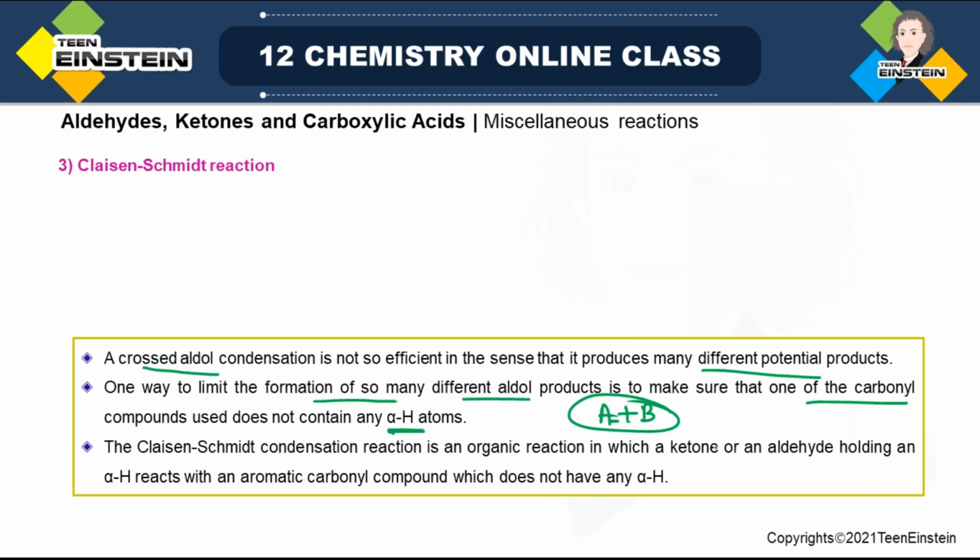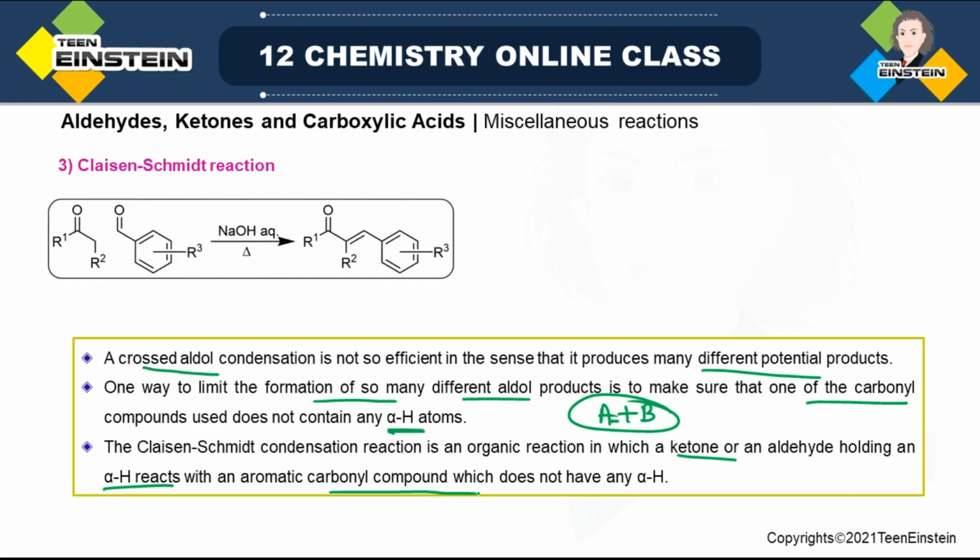So in this reaction, again we will take two carbonyl compounds, but in one carbonyl compound there will be no alpha hydrogen. So this condensation reaction is an organic reaction in which a ketone or aldehyde holding an alpha hydrogen, that means one molecule will have alpha hydrogen, reacts with another molecule that is an aromatic carbonyl compound. Now we know in an aromatic carbonyl compound alpha hydrogen is not possible, right? So that is why here you will not get a variety of products. Fine, it will be limited.